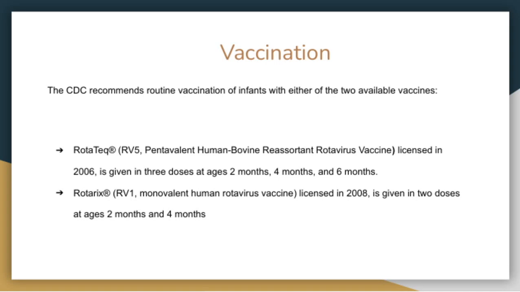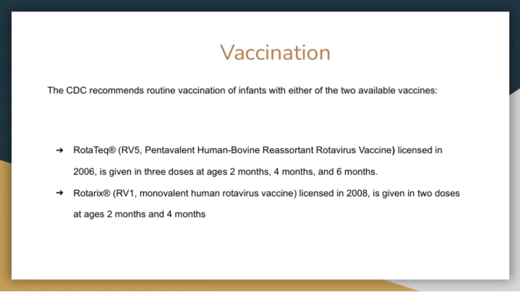The CDC recommends that all infants receive routine vaccination against rotavirus to protect them from severe diarrhea and dehydration. There are 2 vaccines available for this purpose: RotaTeq, also known as RV5, which is a pentavalent vaccine that includes 5 rotavirus strains. This vaccine was licensed back in 2006 and is administered in 3 doses at 2, 4, and 6 months of age. The other option is Rotarix, or RV1, which is a monovalent vaccine targeting a single rotavirus strain. It was licensed in 2008 and is given in 2 doses at 2 and 4 months.